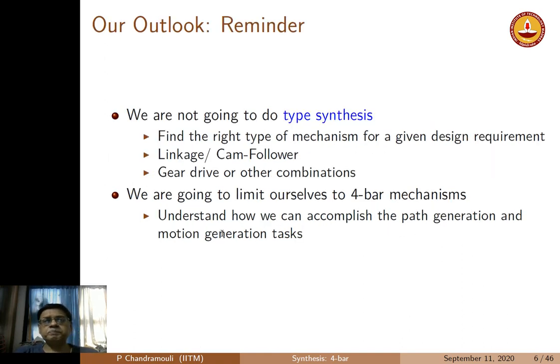So I remind you again that we are not going to do type synthesis, which is to find the right type of mechanism given a design requirement. So whether we need a linkage, a cam follower, a gear mechanism, whatever the combination may be. We have limited ourselves to 4-bar mechanisms, and we want to understand how we can use this 4-bar mechanism to basically do path generation and motion generation tasks.